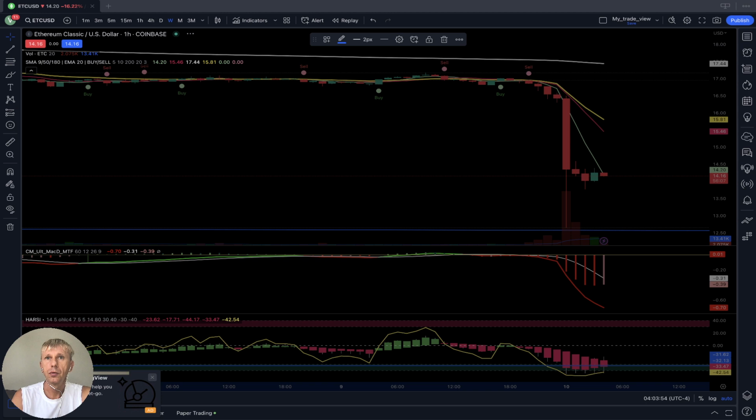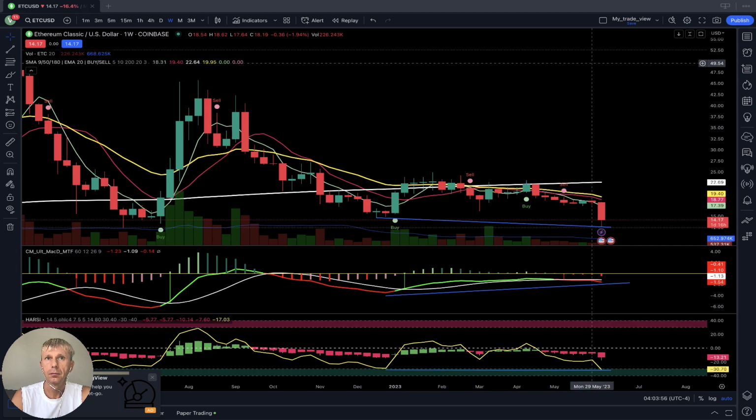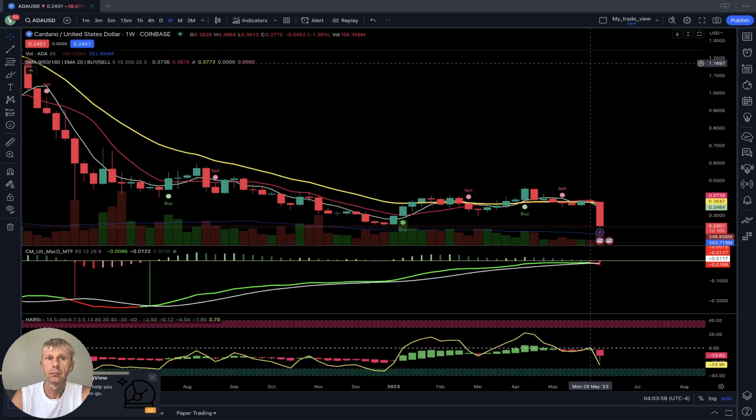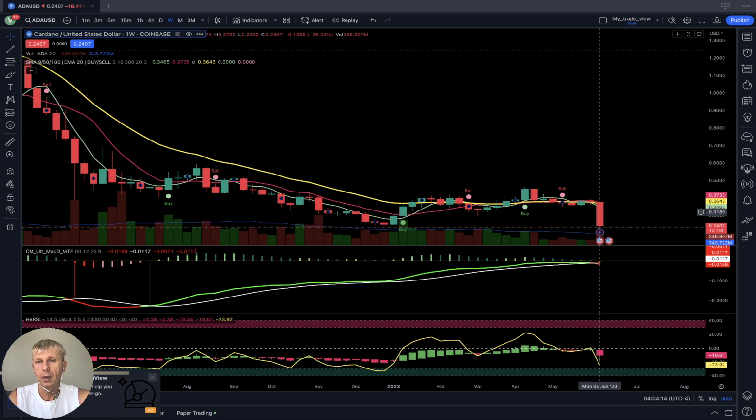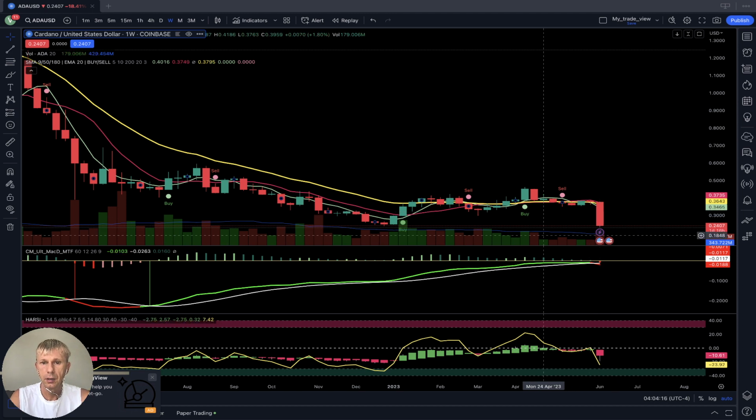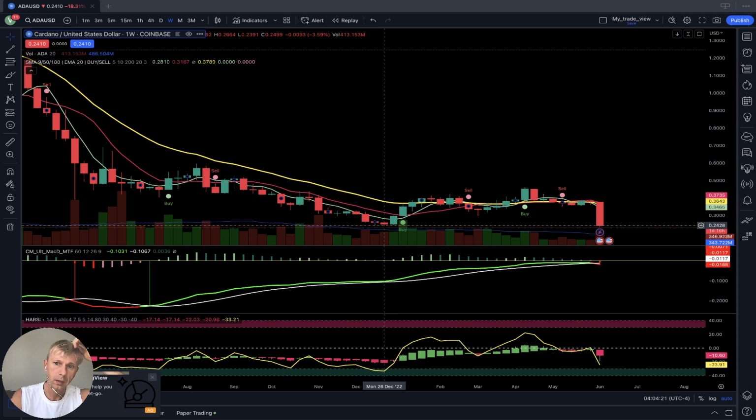Now let's move to ADA Cardano. ADA Cardano very negative today. Weekly time frame, let's see what week. This week it's minus 36.25%, this bar. Minus 36.25% down. Very negative. It touched the same level from December 2022.